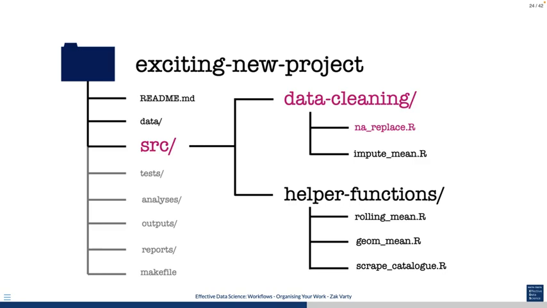We've got two functions used in data cleaning here. The first replaces NA values with a given value, and the second replaces these by the mean of all non-missing values. We've also got three helper functions. The first two calculate a rolling mean and the geometric mean of a given vector, while the third is a function that scrapes that web data that we saw in the derived data subdirectory.